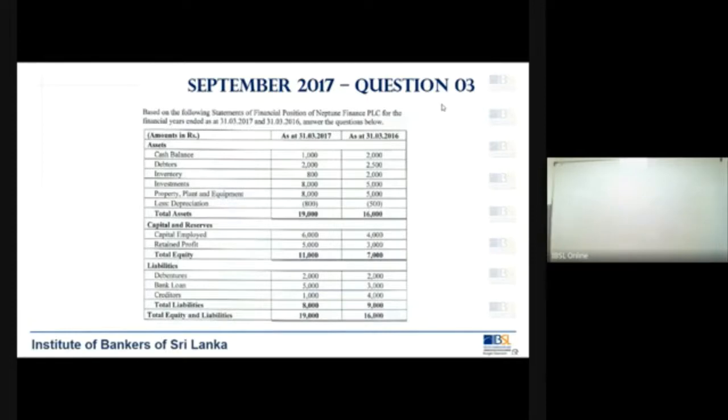So, if you have understood the essence of statement of cash flow, what does it mean? It is very straightforward. What you are required to do is to prepare a statement of cash flow using 2 balance sheets. So, look at here, the cash position has from 2000, it has come down to 1000. Right? So this is the opening balance, this is the closing balance, and during the year, what has happened? Is there a cash outflow or inflow?